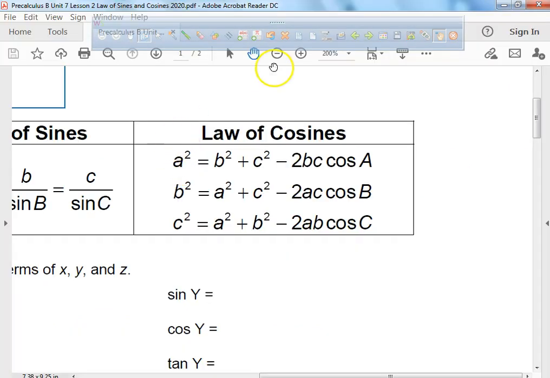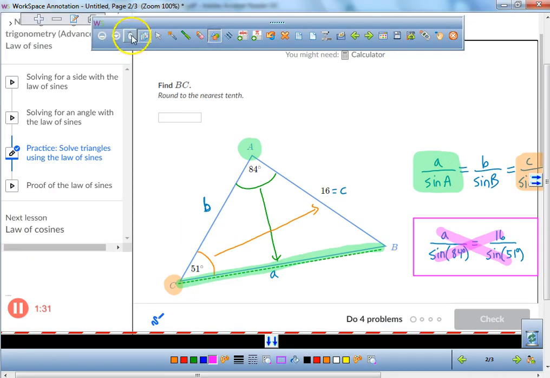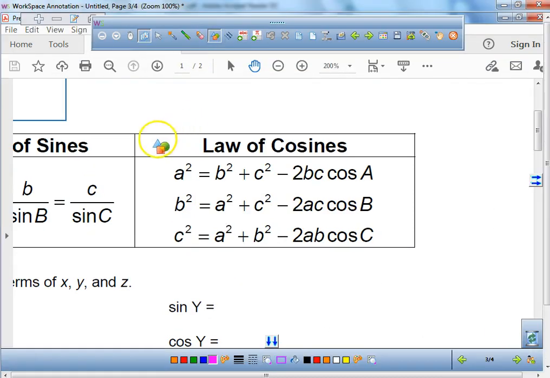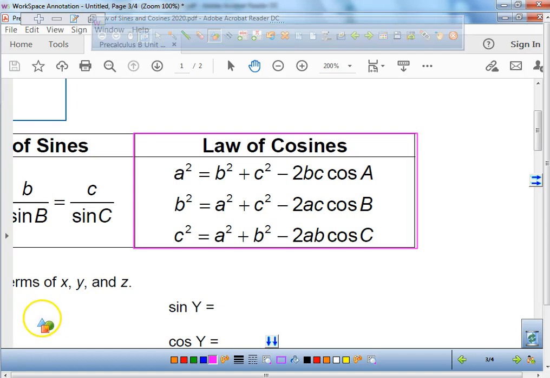All right, here's a quick little preview of what we're going to be doing next. Right here. This is called the law of cosines. All right, so I'll give you a chance for those of you who are wanting to write that down in their journal. There's the law of cosines. But I'm going to pause the video because I still have people working on the law of sines.